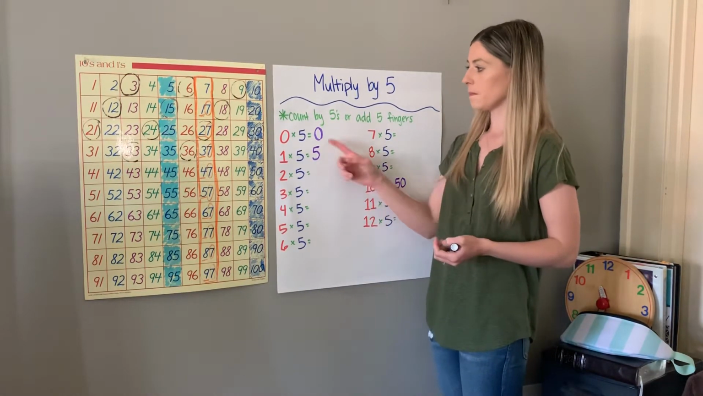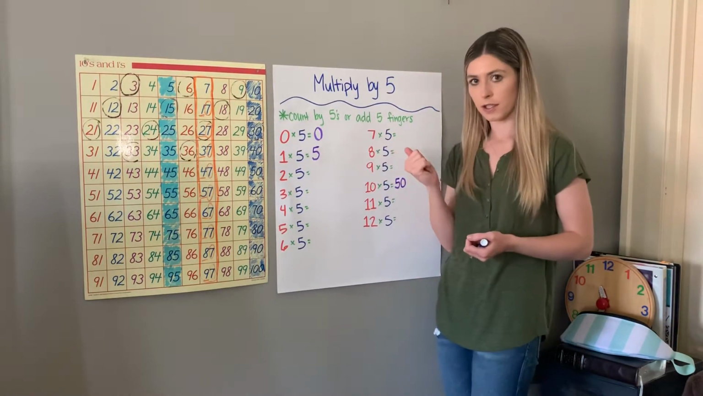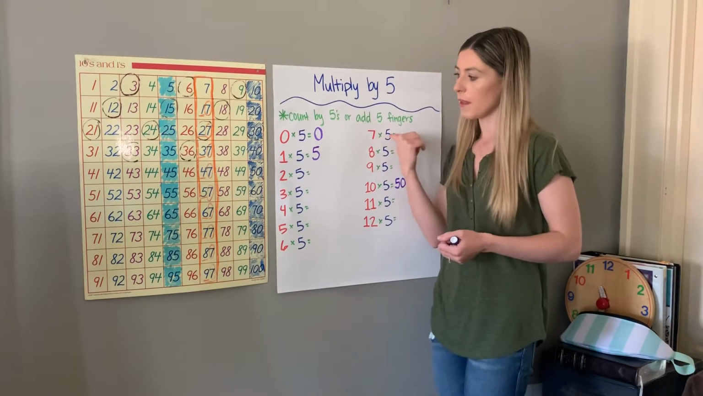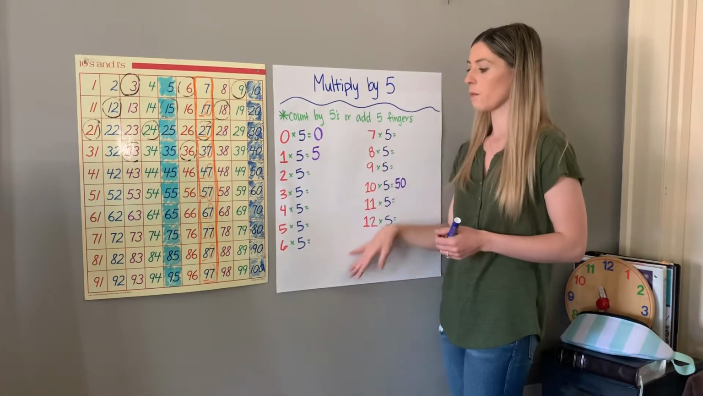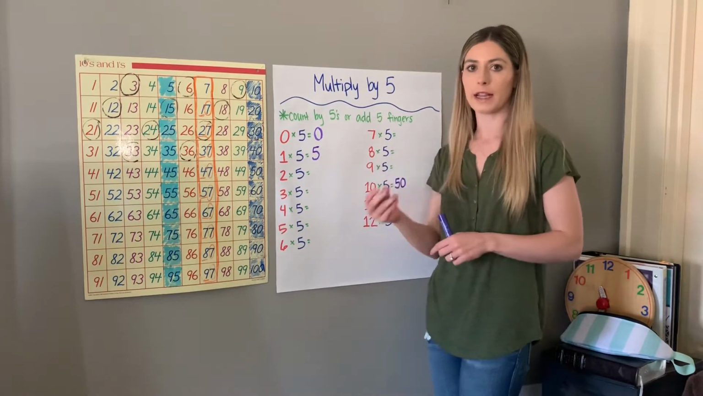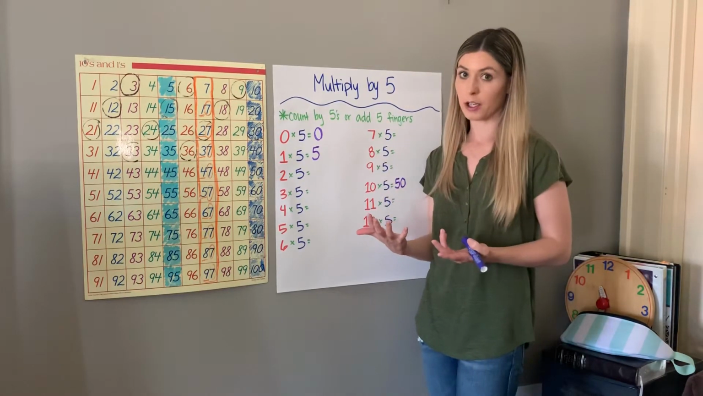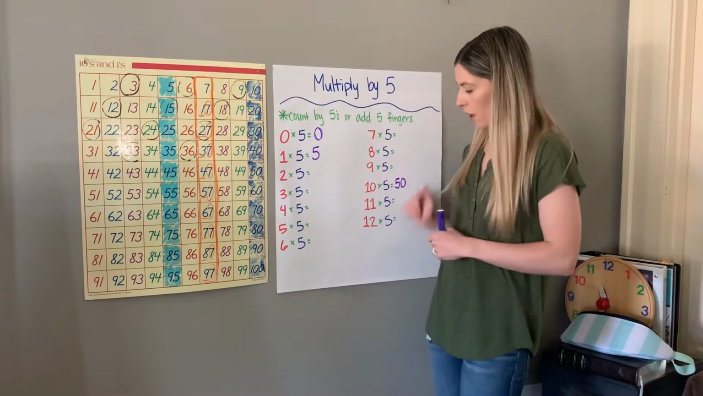Definitely. But if you're still struggling with that, you can count 5 fingers. It's just going to take you way longer to count 5 fingers every single time than it is to skip count all the way through the chart. Skip counting is going to be way faster, way easier. You're going to get it like this. Adding 5 fingers, you're going to be sitting there working on your page for a really long time. So let's get going on our chart.